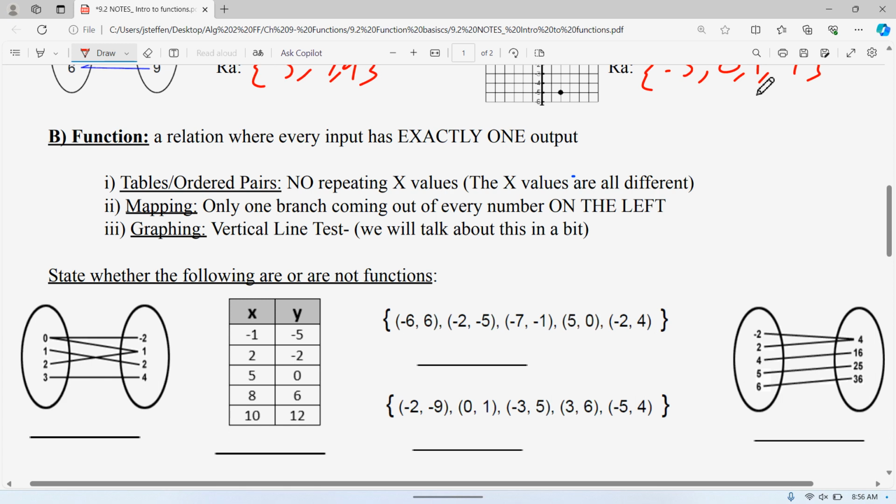Say whether the following are functions or not. For the mapping diagram, and don't actually do this on your paper, but we don't even have to think about the output. We don't care what that looks like. Look at your inputs. Are there any that have 2 branches coming out of them? Yeah, the 0 goes to 2 places. So that means this one's not a function.